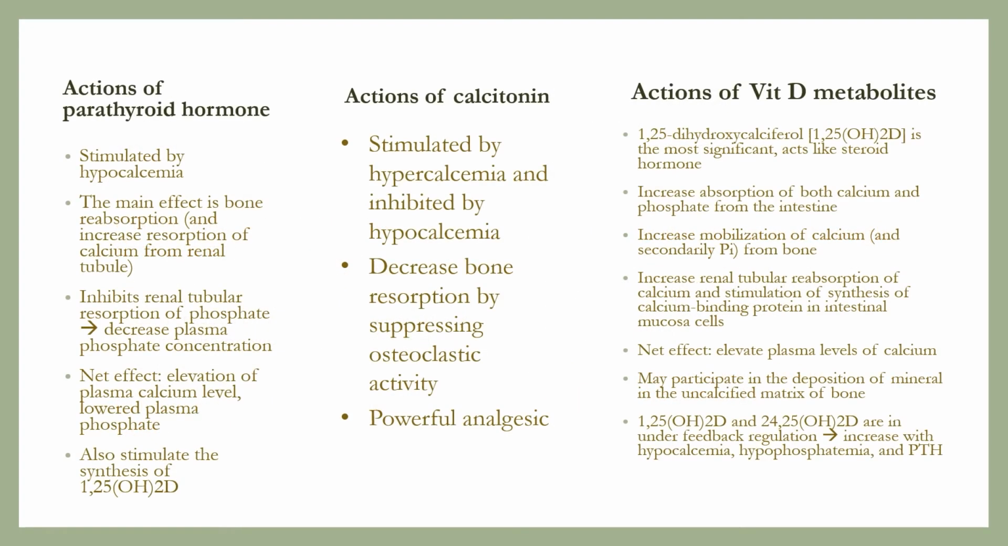Actions of parathyroid hormone. It is stimulated by hypocalcemia. It inhibits renal tubular resorption of phosphate. This decreases plasma phosphate concentration. Actions of calcitonin. It is stimulated by hypercalcemia and inhibited by hypocalcemia.